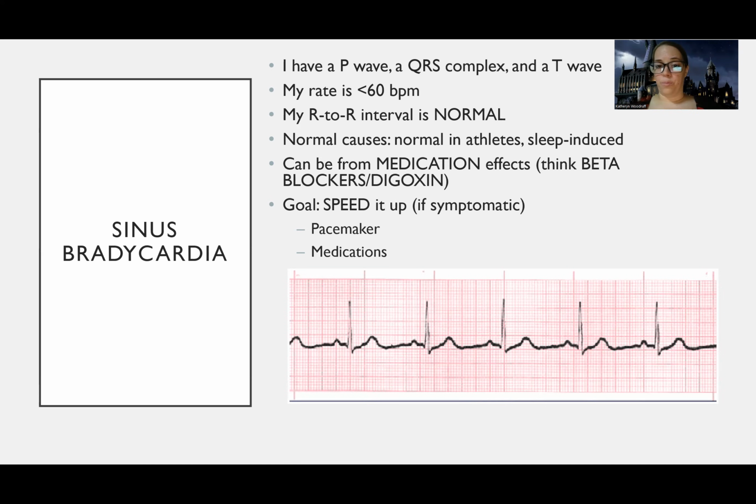What's their SpO2? My overall goal for this patient is to speed up their rhythm if it's symptomatic. There are medications we can use to do that. Again, you don't have to know these, but just so you've heard this at some point before you go out into the beautiful world of nursing: atropine is a common medication used. And if we need a continuous infusion, we'll use things like dopamine.